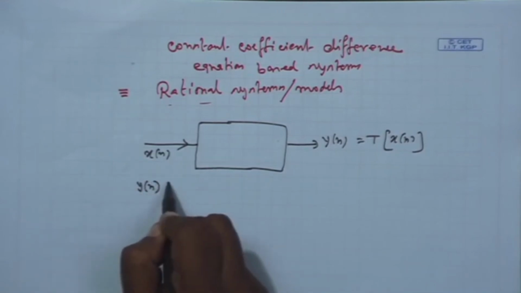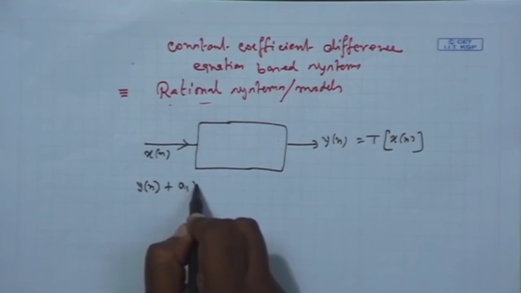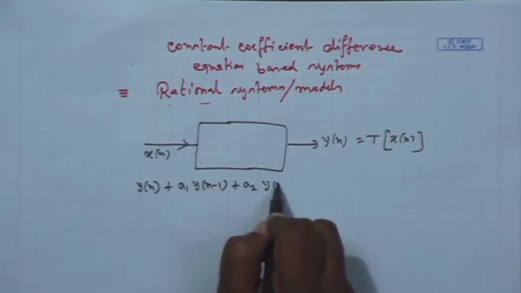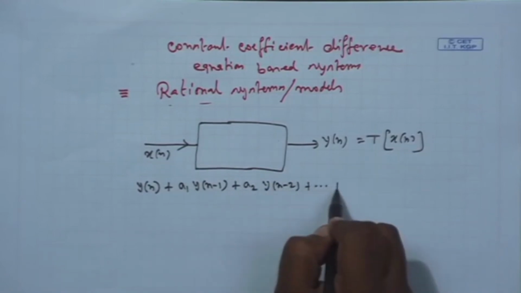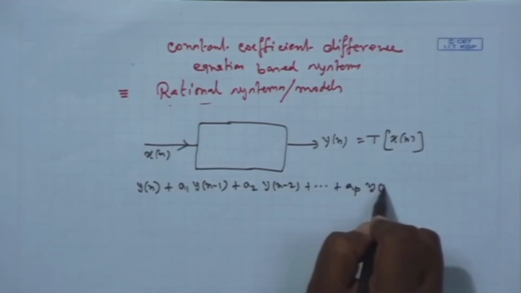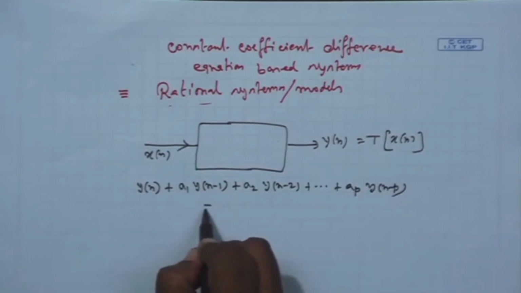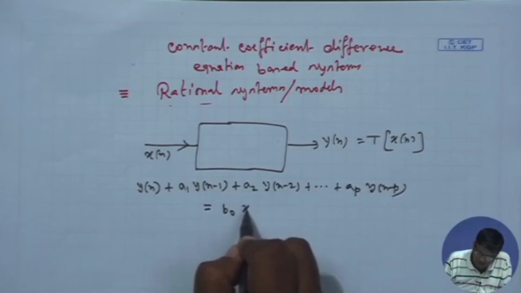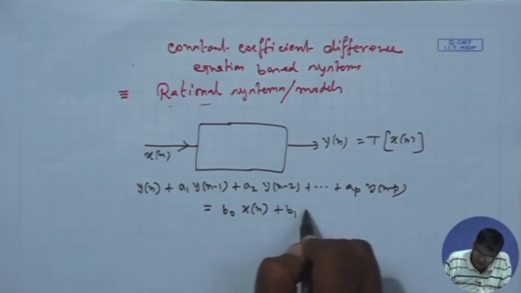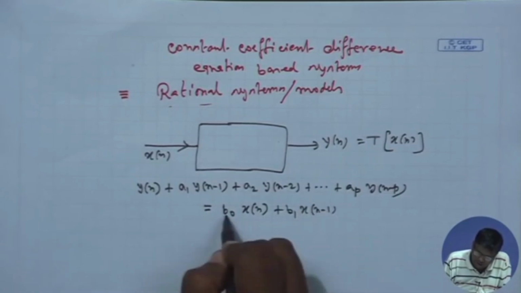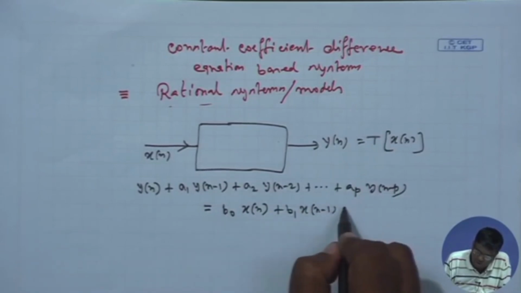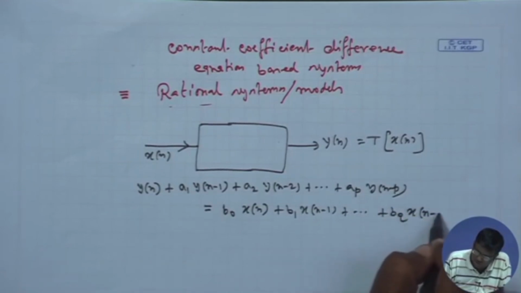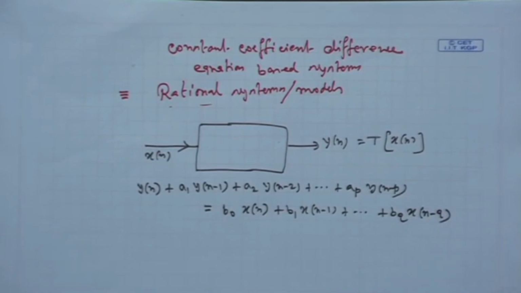y[n] plus a constant coefficient a1 times y[n-1], then a2 y[n-2], and so on up to a_p y[n-p], is equal to b0 x[n] plus b1 x[n-1]. Again, this is a constant coefficient b0, this is a constant coefficient b1, and so on up to b_q x[n-q]. All right.